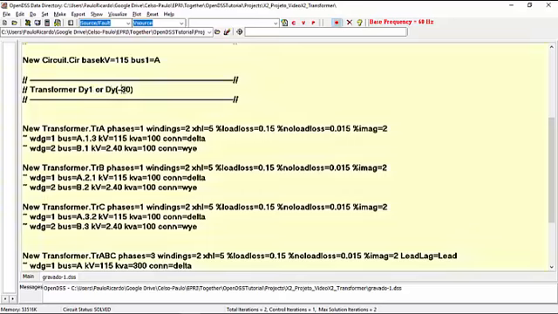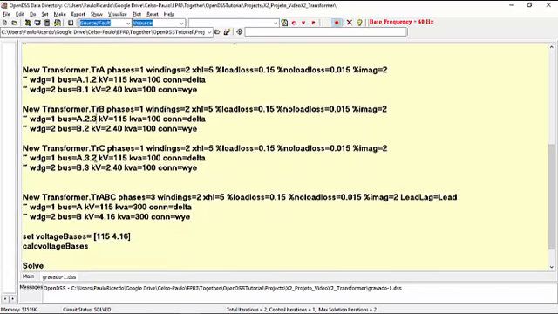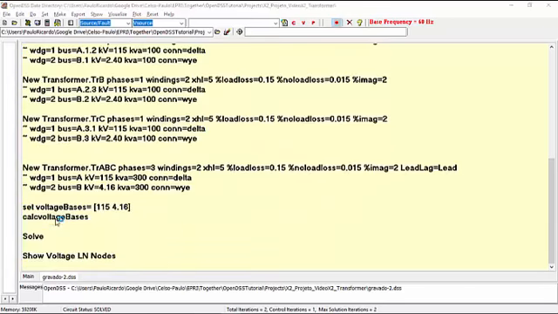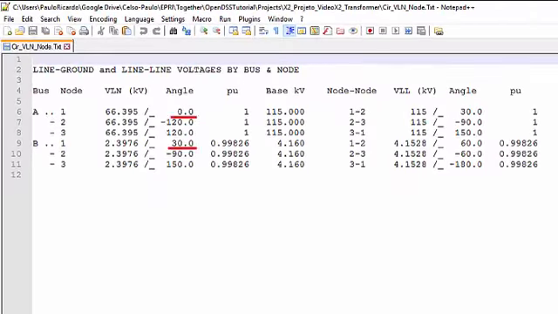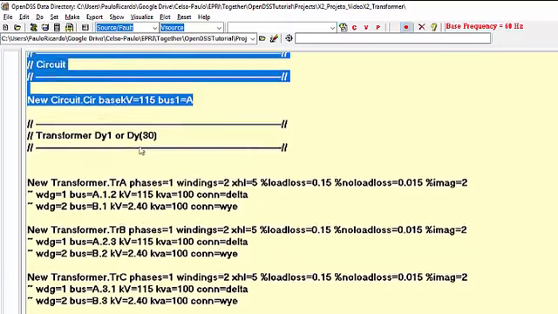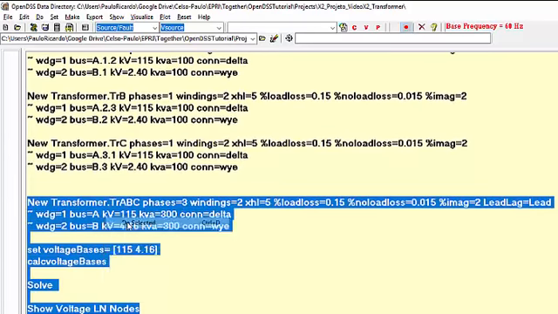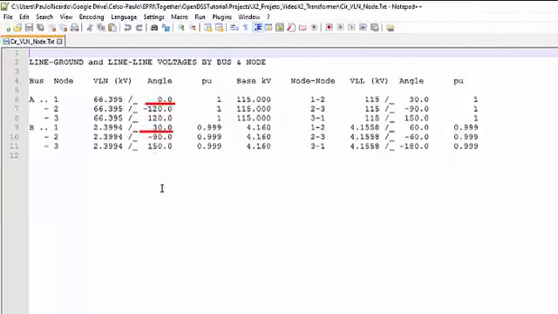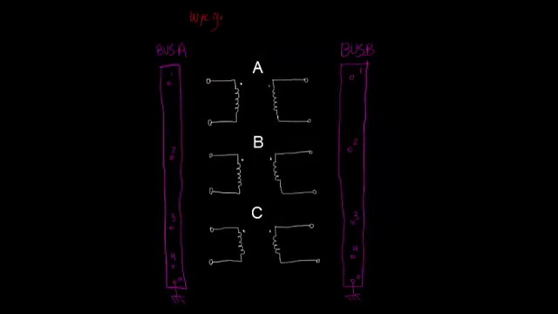In OpenDSS, by adjusting the connections to the buses A and B, we can see the phase shift of plus 30 degrees. And, by using a single three-phase transformer, all we need to do is to set the parameter leadlag to lead. From now on, we will define all three-phase transformers as a single three-phase transformer.